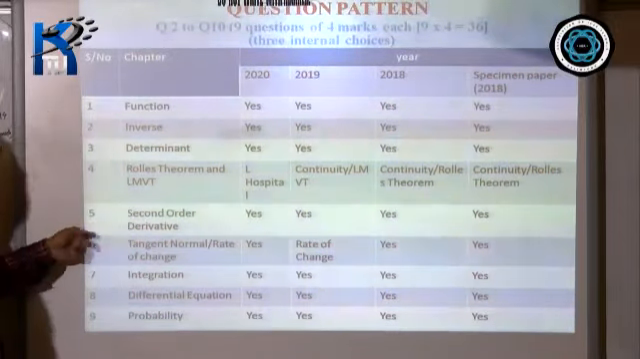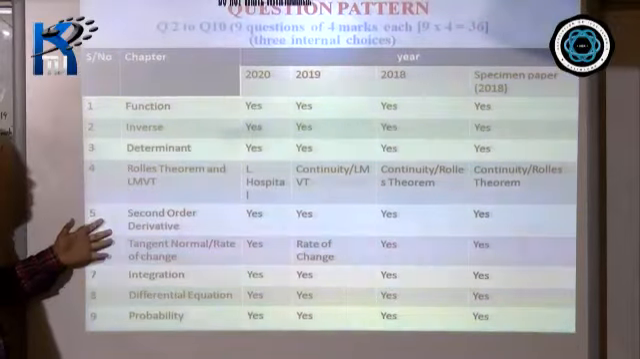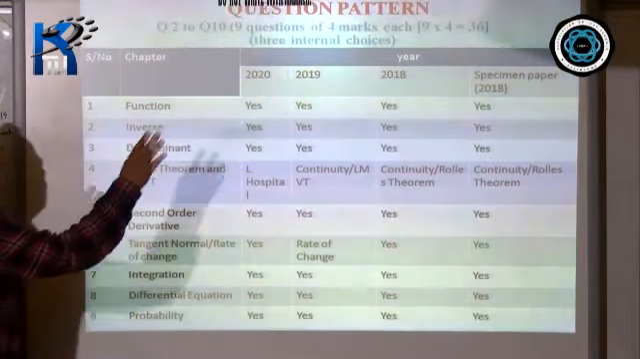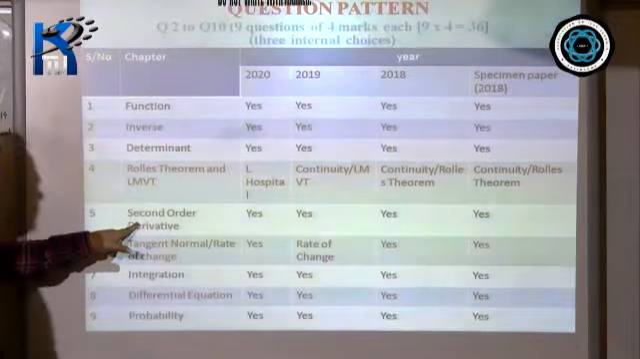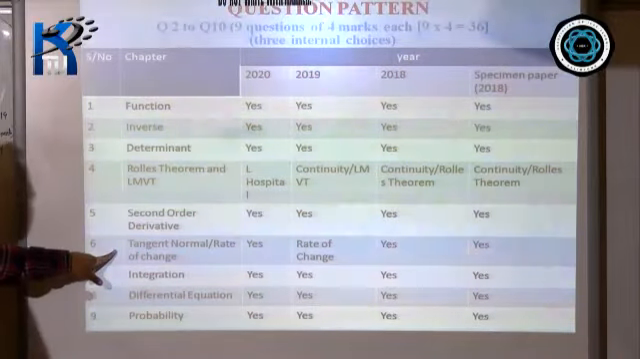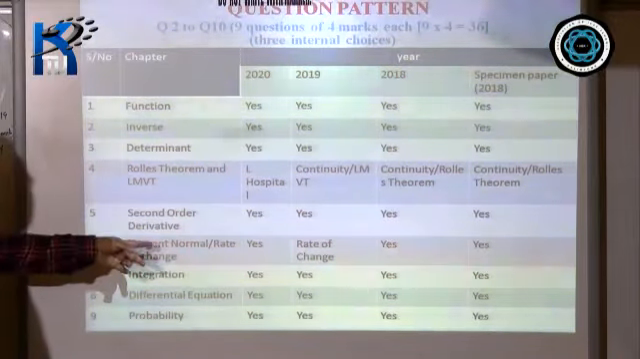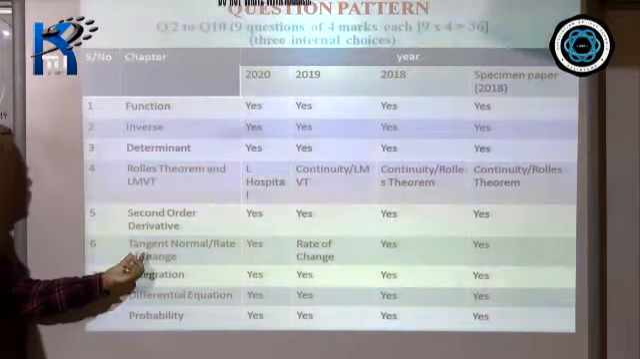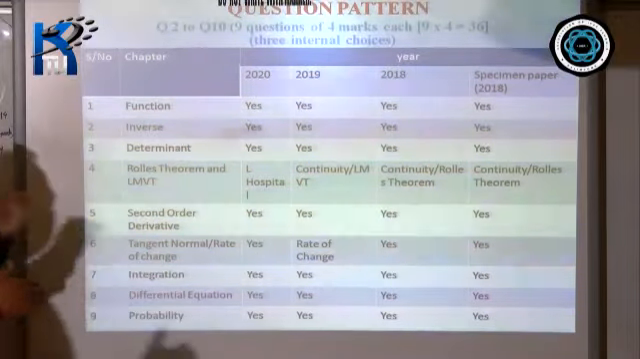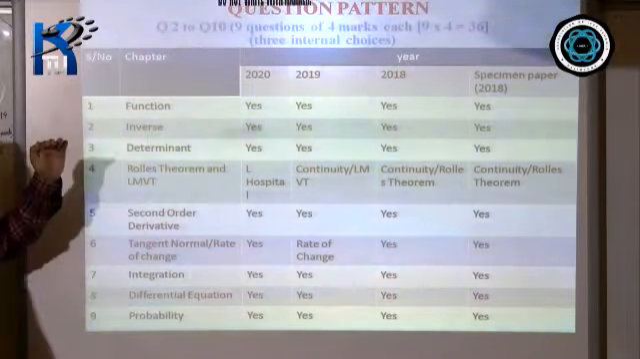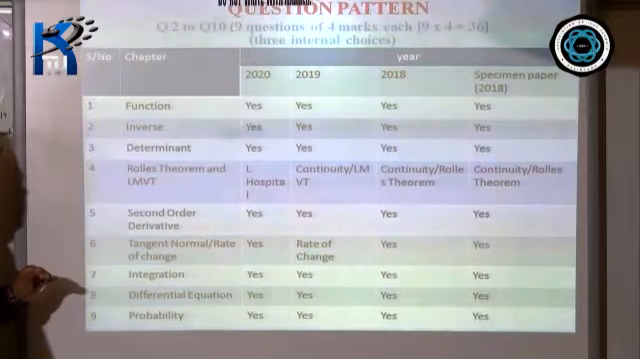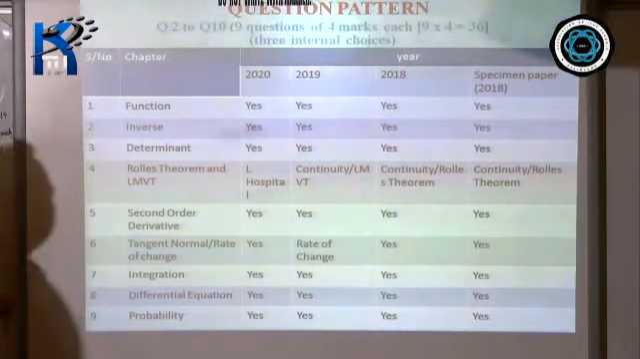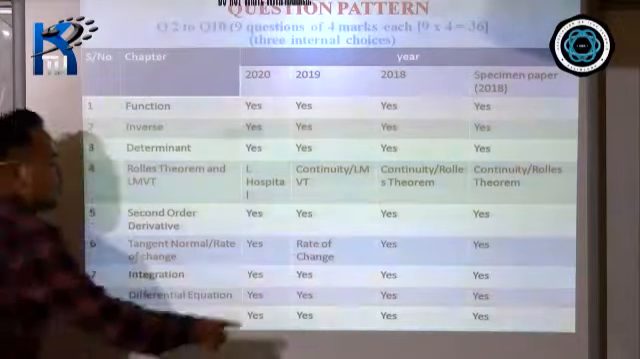Now, the 5th question, that means second order derivative, no problem out here, because every year you get a question on second order derivative. Moving on, tangent and normal. Tangent and normal, so again, you get an internal choice out here. Normally the pattern was, you used to get 1 question on tangent and 1 question on rate of change. Is that clear?